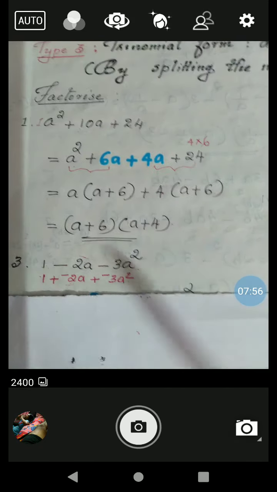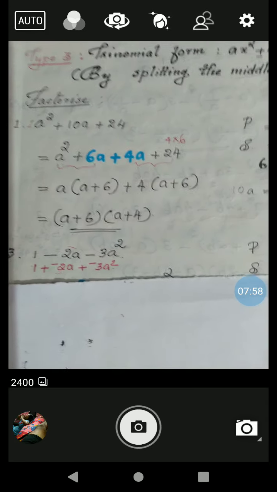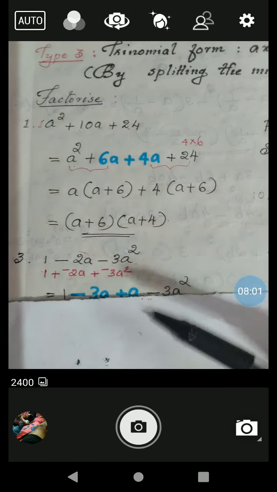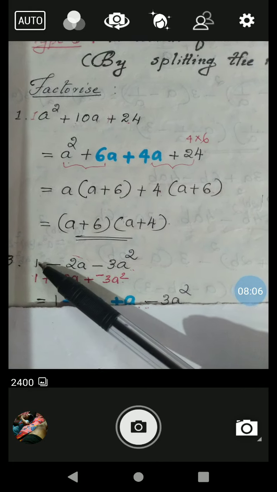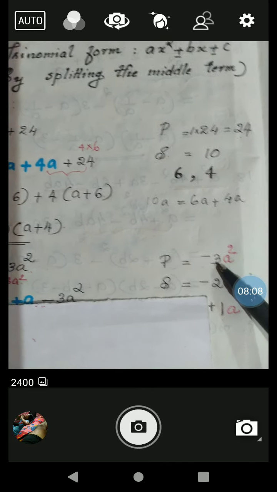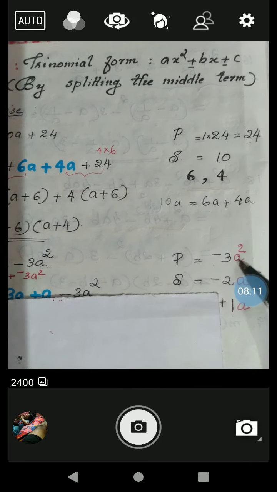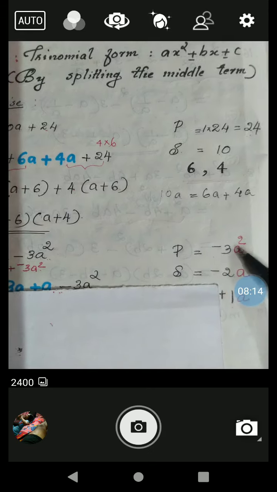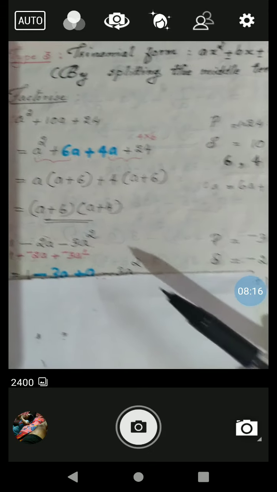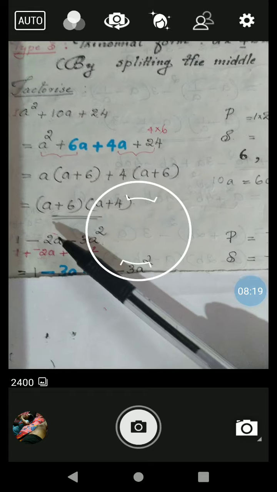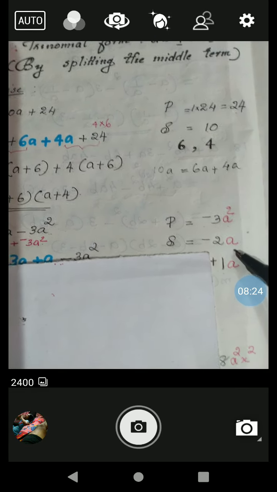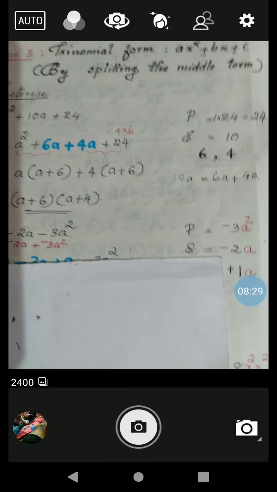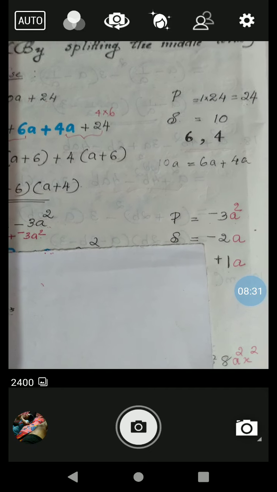Okay. So product. What is the product in this? We know the coefficient of a square, that is minus 3, into this term, that is minus 3. We can write a square all together with this, or simply minus 3. Anyway, you can do either. And the middle term's sum is minus 2a. Therefore you have to find two numbers whose product is minus 3 and sum is minus 2.